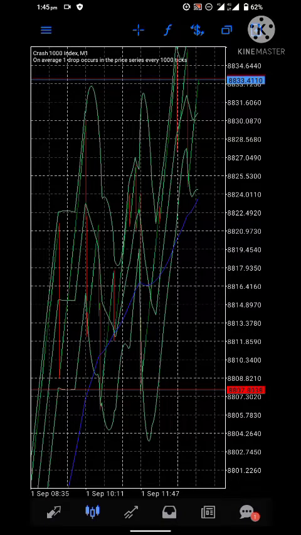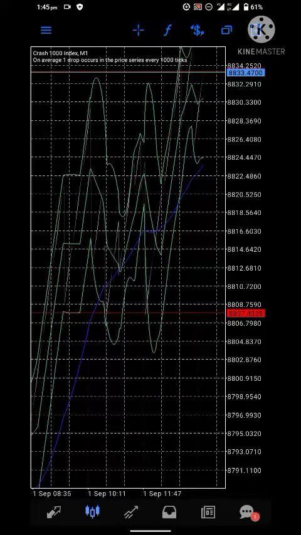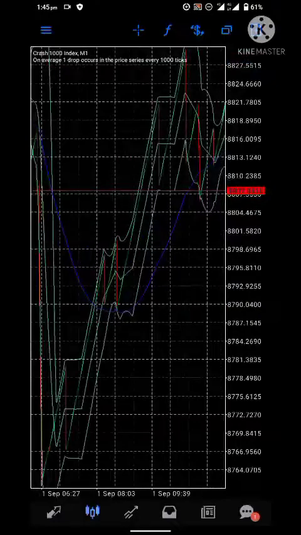Now, I'll be dropping another video on how to catch the spike. For each of these red lines, there's a strategy on how to catch it, but it's going to be in my next video.